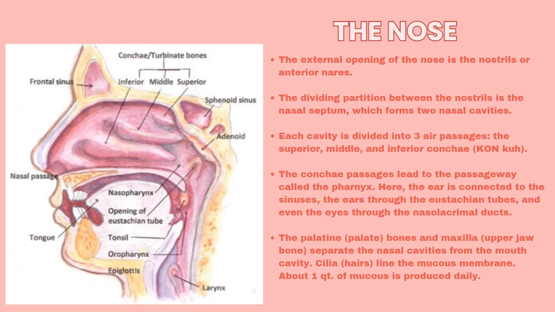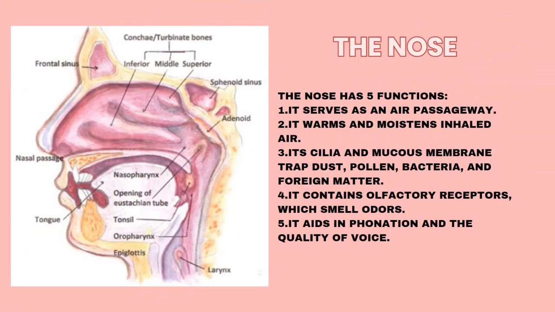Cilia or hairs line the mucous membrane. About one quarter of mucus is produced daily. Inhaled air is moistened, warmed, and cleansed by the tissue that lines the nasal cavity. Palatine bone separates nasal cavity from mouth. Cleft palate occurs when palatine bone does not form correctly, which results in difficulty in swallowing and speaking. Septum separates right and left nostrils. Rich blood supply will result in nosebleeds. Sinuses are air-filled spaces in the skull. They are located behind the forehead, nasal bones, cheeks, and eyes.